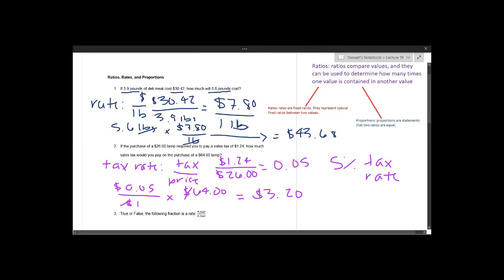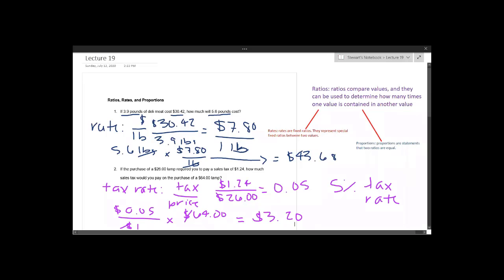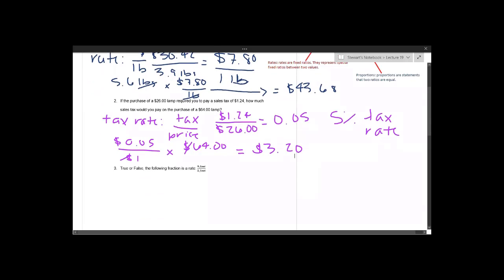isn't being used to calculate anything else, or isn't being used as a fixed rate, like we were talking about. In the first problem we found a fixed dollar amount per pound, or a fixed number of cents on the dollar for the tax rate. We're not fixing anything here. We're literally just comparing values, like we said here. Ratios compare two values. So that's all that we're doing.